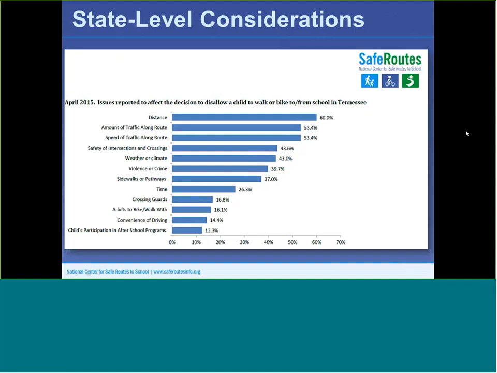And another example within state is, we work with our state coordinators really closely, and this is something we had done with the Tennessee coordinator, was aggregating everything in Tennessee and looking at some of the more commonly reported issues that parents were reporting about disallowing their children to walk to school. So give some good feedback about what are kind of the critical pieces and concerns in their state. Next slide, please.